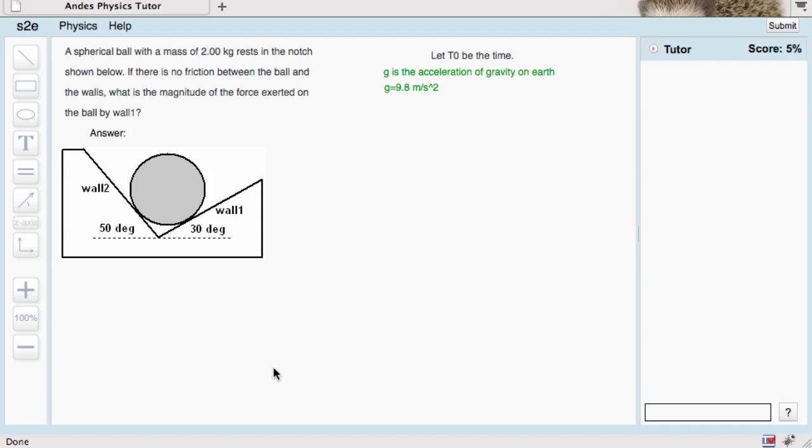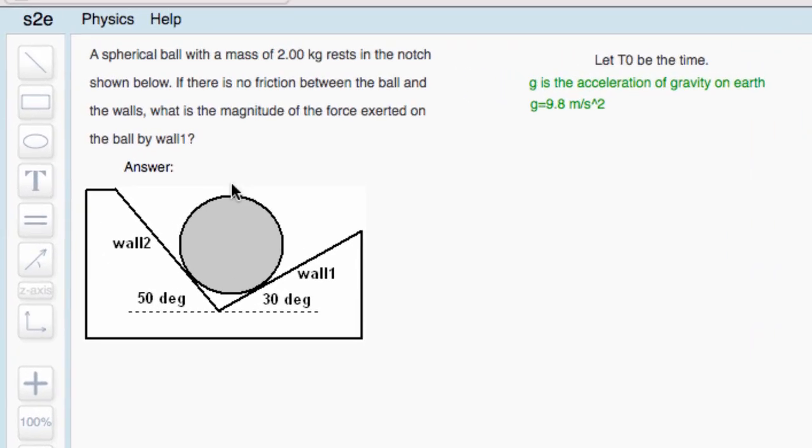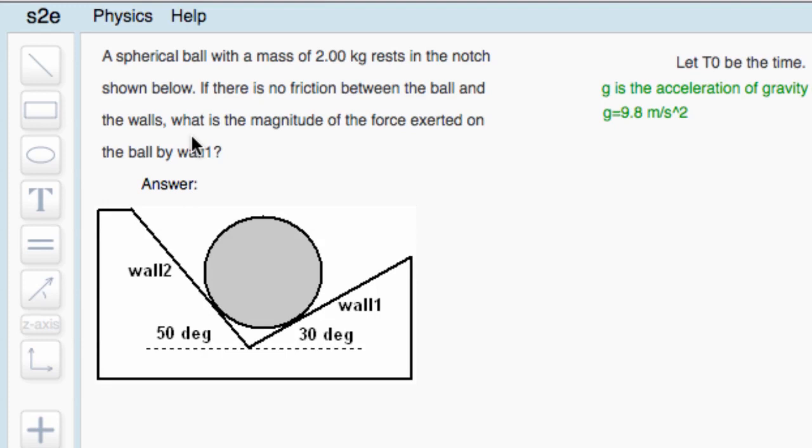This time we're going to solve a little bit more difficult of a problem and show you some other parts that come into play when you're trying to solve problems to help make Andy's a little bit easier to use. Let's go ahead and start out just by figuring out what we're dealing with.